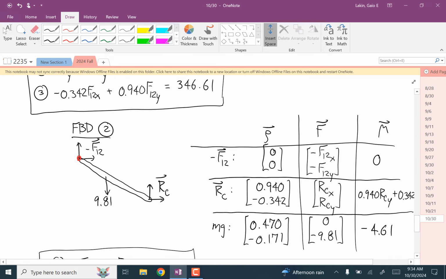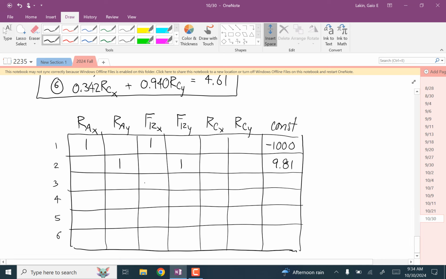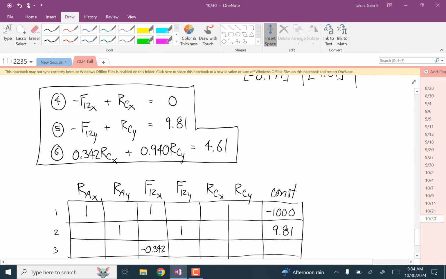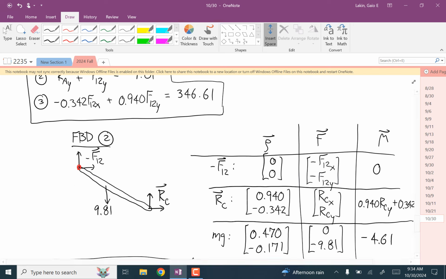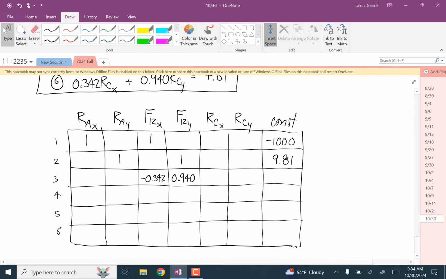Equation 3, we have negative 0.342 F1,2X, positive 0.940 F1,2Y, and then a constant of 346.61.